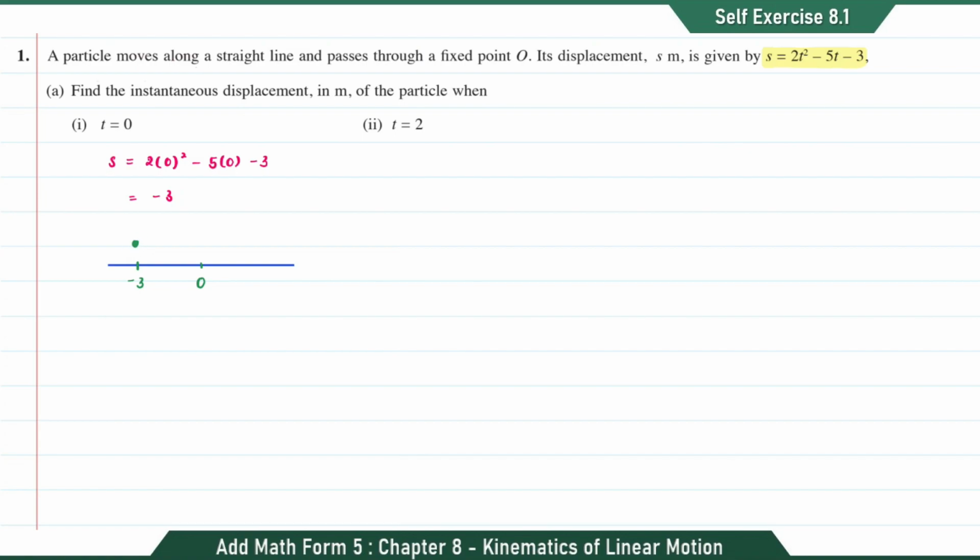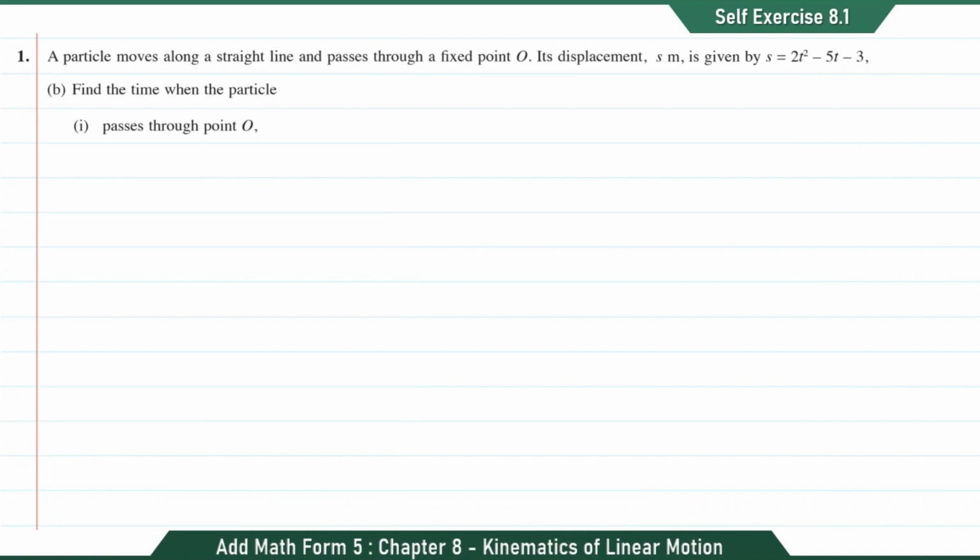For A2, when t is equal to 2, then the displacement will be s equals 2 times 2 squared minus 5 times 2 minus 3. This is equal to 8 minus 10 minus 3, which is equal to negative 5. This means the particle is 5 meters to the left-hand side of the fixed point O.